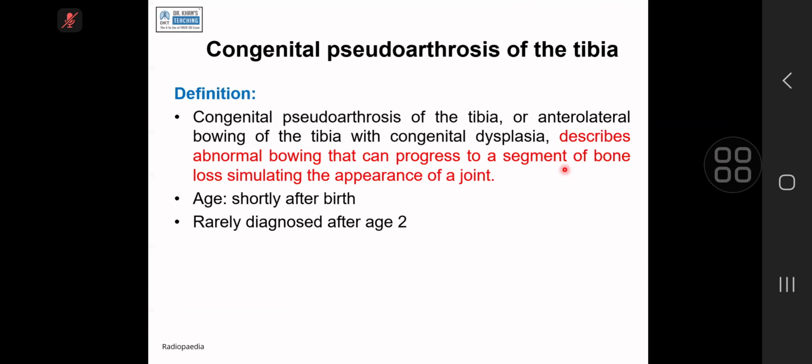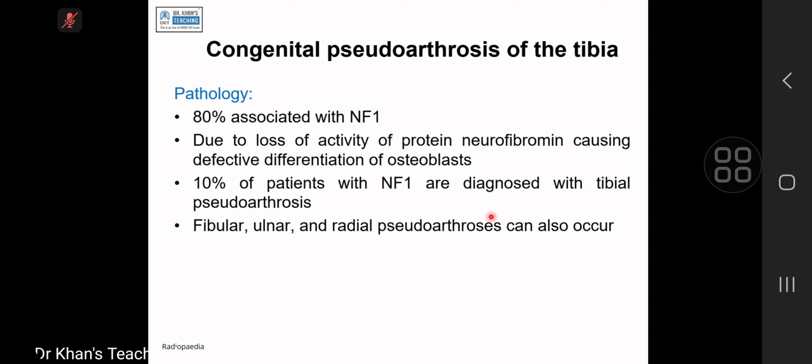So the definition describes abnormal bowing that can progress to a segment of bowing, loss of bone, simulating the appearance of a joint. Usually they are diagnosed at birth, but rarely diagnosed after 2 years. So please remember this can happen. You might be the first person to see it.